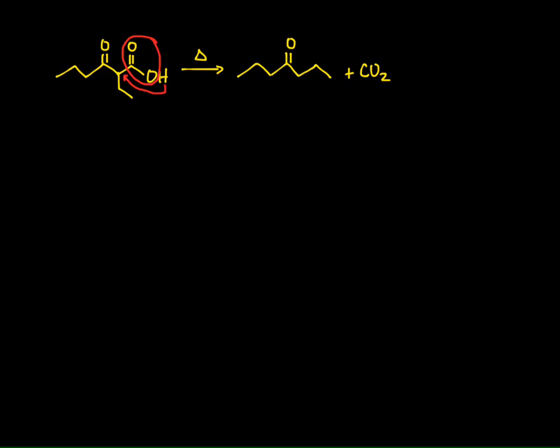But if you count the number of carbons that we started with, 1, 2, 3, 4, 5, 6, 7, 8, we end up with a ketone that has 1, 2, 3, 4, 5, 6, 7 carbons, because with that CO2, we've lost one of the carbons in the process.